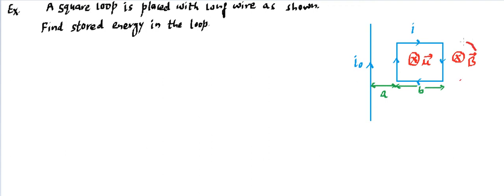And then you'll find this B is non-uniform, and we have only got to know the formula for the uniform case. So in this example we will learn how to deal with that formula in case the field is non-uniform. Make sense? So let's talk about that.